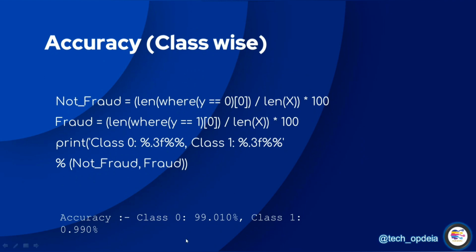You can see here class 0, meaning not fraud transactions, gives 99% accuracy, while class 1 gives only 0.99% accuracy. So it is not good enough to use accuracy as an evaluation metric for our model performance when there is a high class imbalance.